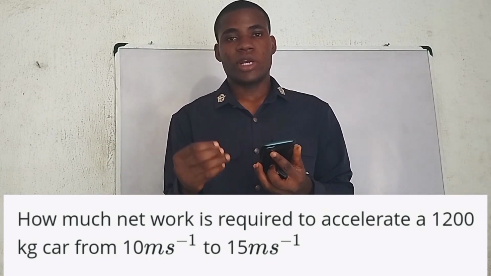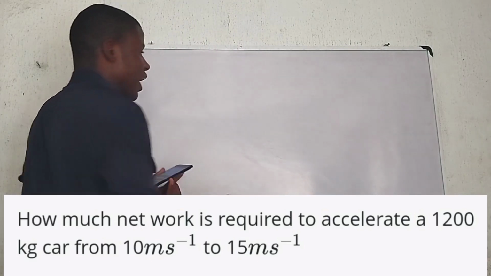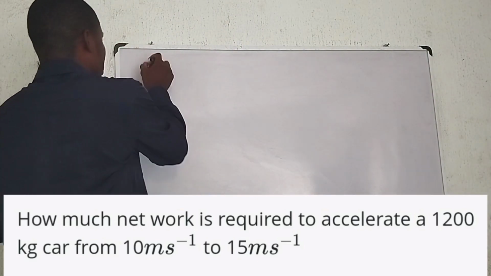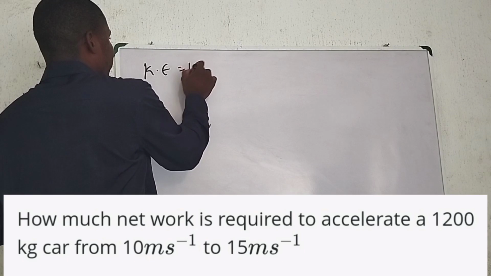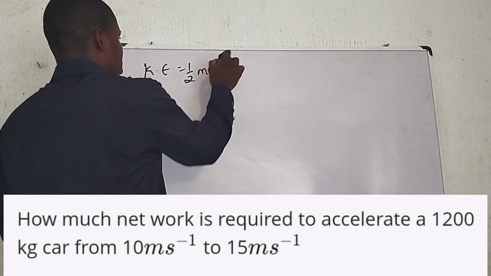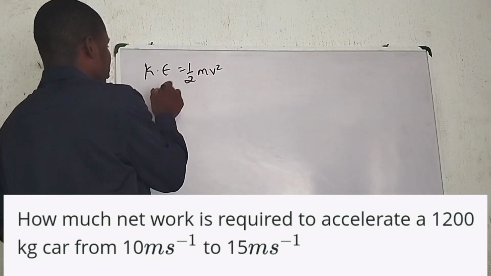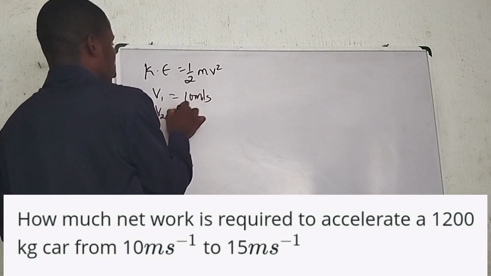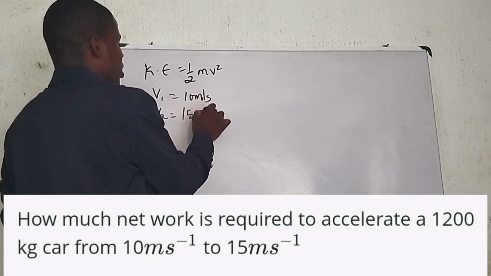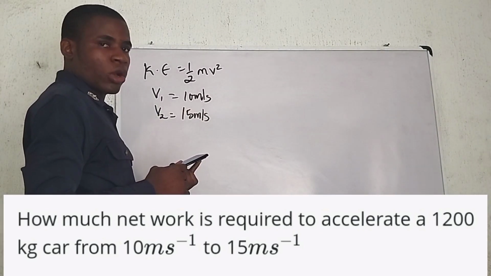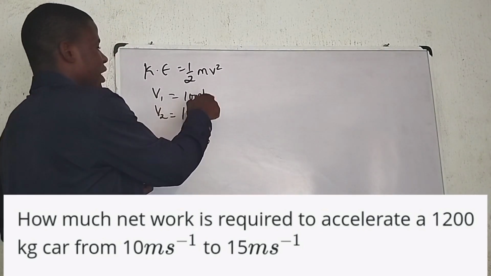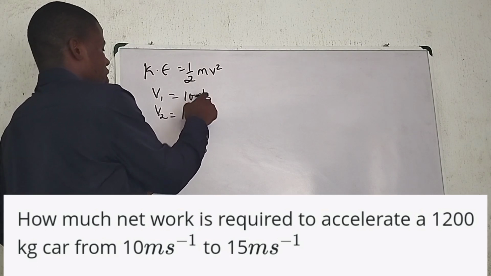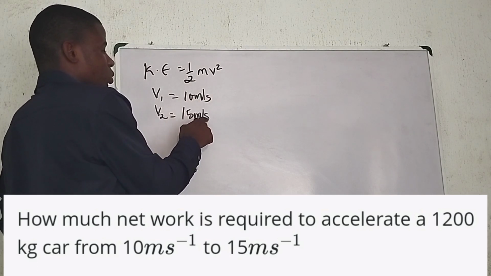So what's the formula for kinetic energy? Kinetic energy has the formula KE equals half mv squared. Does it make sense? Now the first velocity they gave us is 10 meter per second, while the second one is 15 meters per second, right? Hope it makes sense. So we have to calculate the kinetic energy when it was moving with this velocity, and the kinetic energy when it was moving with this one.